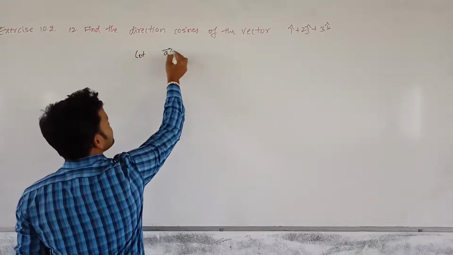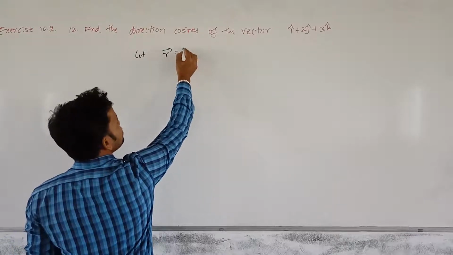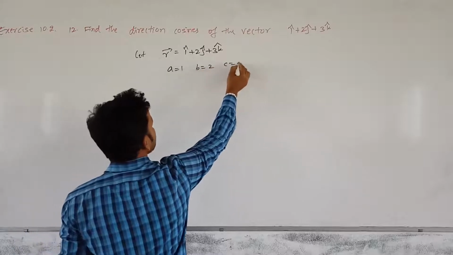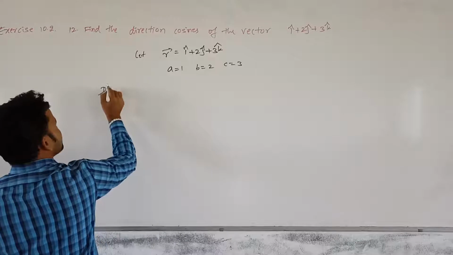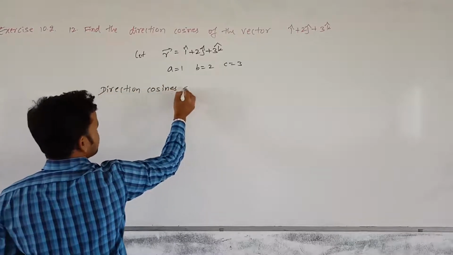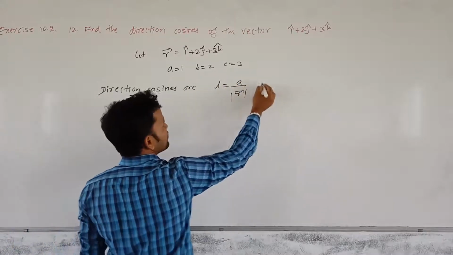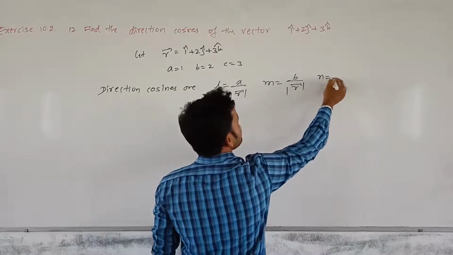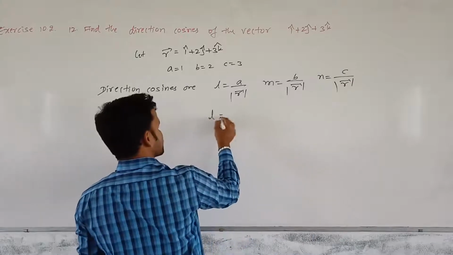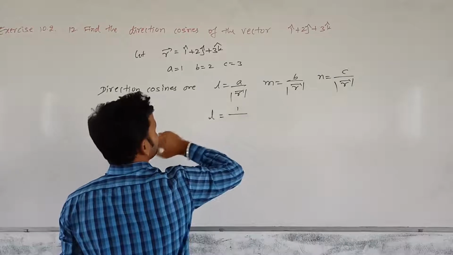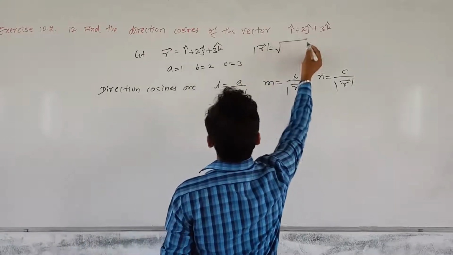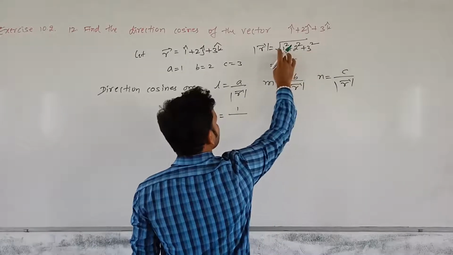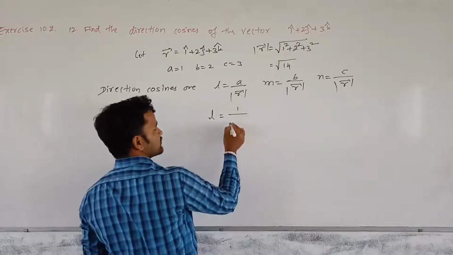Let us take vector R is equal to i plus 2j plus 3k. A, B, C are what? A equal to 1, B is equal to 2, C is equal to 3. These are the direction ratios. Now, direction cosines are L is equal to A by magnitude of vector R, M is equal to B by magnitude of vector R, N is equal to C by magnitude of vector R. L is equal to A, which is 1, divided by magnitude of vector R. Let us find the magnitude of vector R. This is equal to square root of 1 square plus 2 square plus 3 square. How much is this? Square root of 14. 9 plus 1 is 10, 10 plus 4 is 14. So, L is equal to 1 by square root of 14.